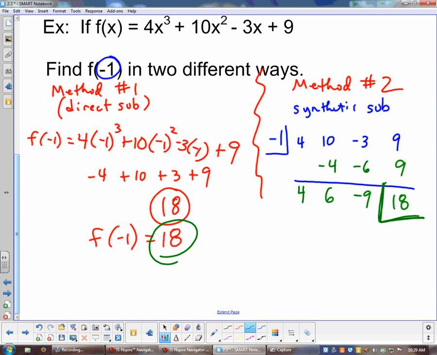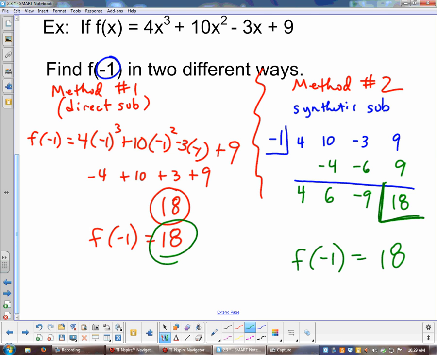So it wouldn't be like 18 over -1. In other words, we were not just asked to divide. We were asked to evaluate the function when x equals -1. In other words, find f of -1. But the point is, if you do the synthetic division process, the remainder that you get is actually the value of the function at that point. So f of -1 is equal to 18, no matter which method you're using. Does that make sense? Yes.